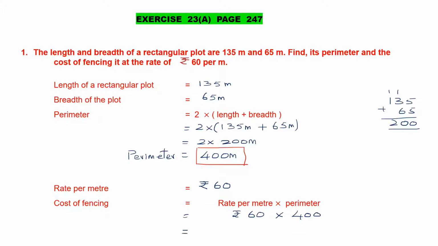Now whenever numbers end in zeros, it's very easy to multiply. Ignore that and just multiply 6 and 4. 6 4s are 24. So let's write 24 first and then count the number of zeros. 1, 2, 3. So we have 3 zeros. So let's put the 3 zeros there. That makes it 24,000, which is the cost of fencing. So we write 24,000 rupees. So we have found the second answer also. The second answer is 24,000 rupees, which is the cost of fencing the rectangular plot.